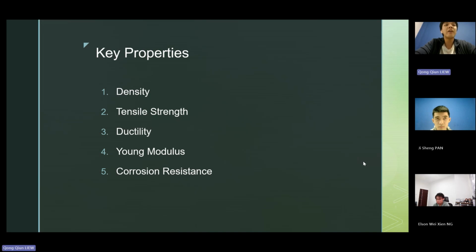In summary, these 5 properties, which are the density, tensile strength, ductility, stiffness, and corrosion resistance, are necessary to ensure that a mountain bike frame is lightweight, strong, durable, and reliable in harsh cycling conditions. That's all for me. Now I will pass it to Jisheng.